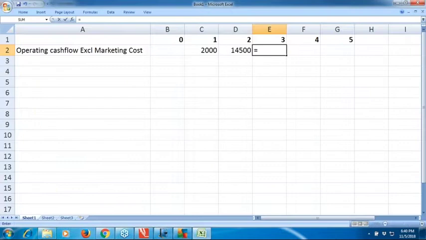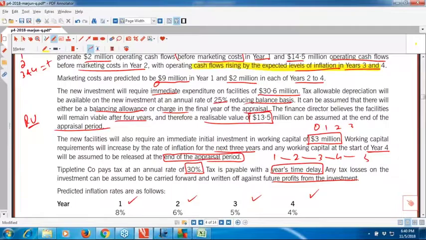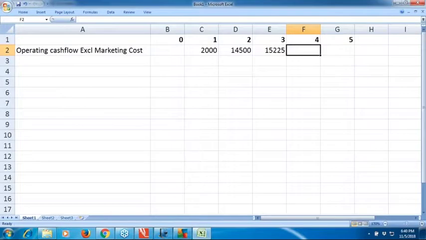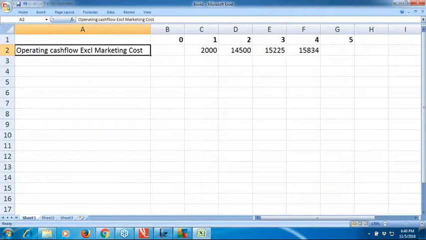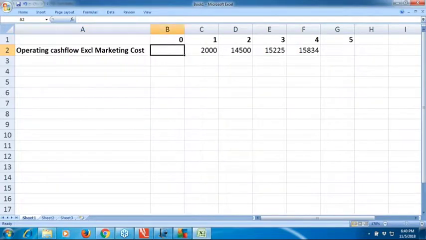So I'm going to multiply by 1.05, and this would become 15,225. The next year's inflation is 4%, so it's going to be increasing by 4% inflation in year four. So the operating cash flow, excluding the marketing, is going to be like this.